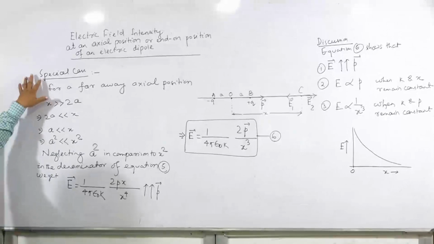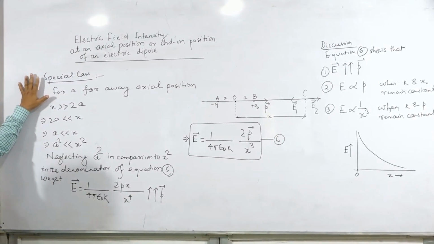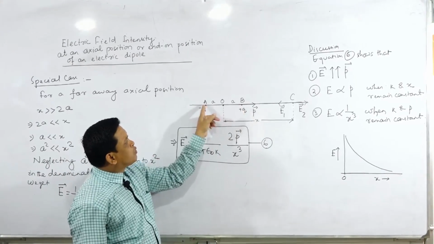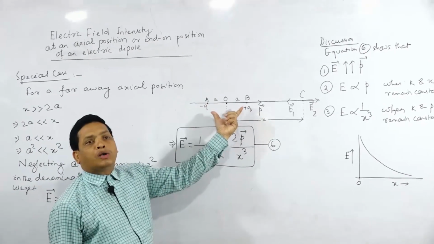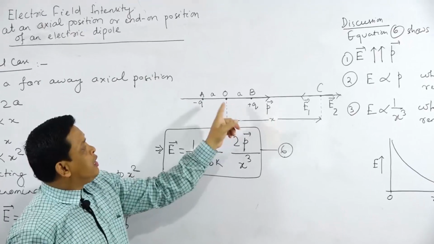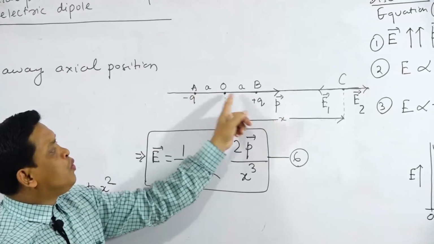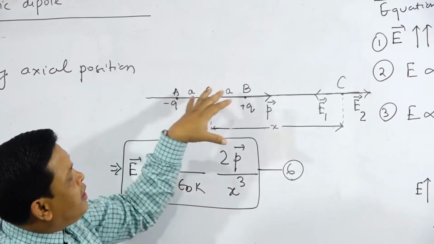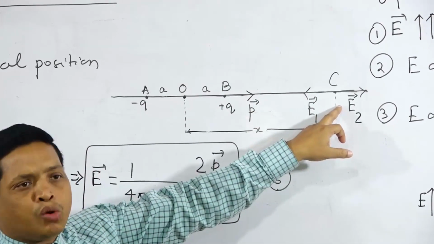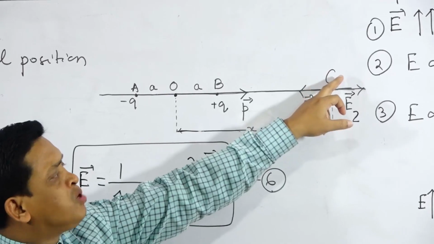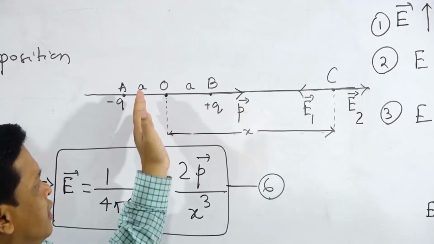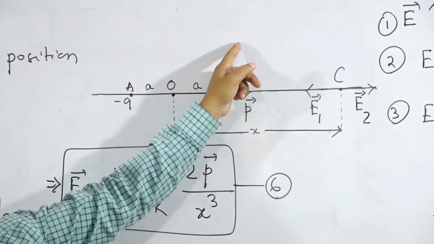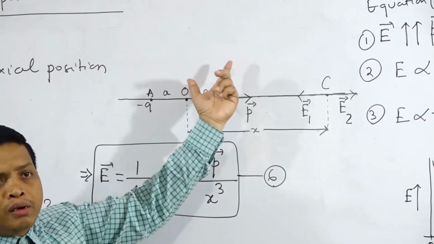Now let us take the special case. Why a special case? Practically, the dipole we see is of very short length. As I told, a few nanometer or few angstrom. And the point at which we observe the electric field intensity, that is the point of observation, is a few meters. So meter is much greater than nanometer.